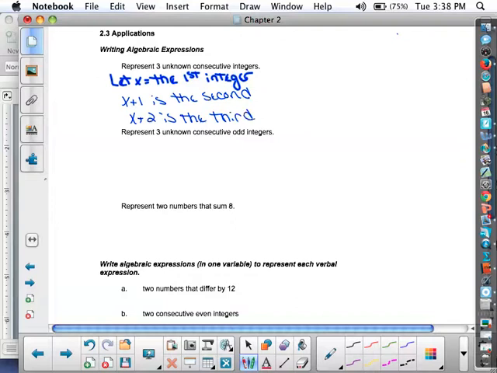Now, next one says represent 3 unknown consecutive odd integers. So if you think about that, again, you're going to let x equal the first. So if you think of odd integers, how do you get from the first odd integer to the second odd integer? You're going to add 2. So then x plus 2 is the second, and x plus 4 is the third.